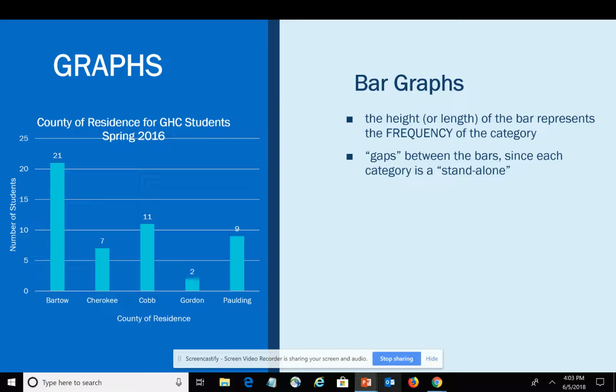Notice that there are gaps between the bars because each category with qualitative data is considered a standalone. There's no overlap between the different categories. Any type of graph should always have a title with lots of detail. You should also indicate what information is given on the horizontal axis and what information is given on the vertical axis.